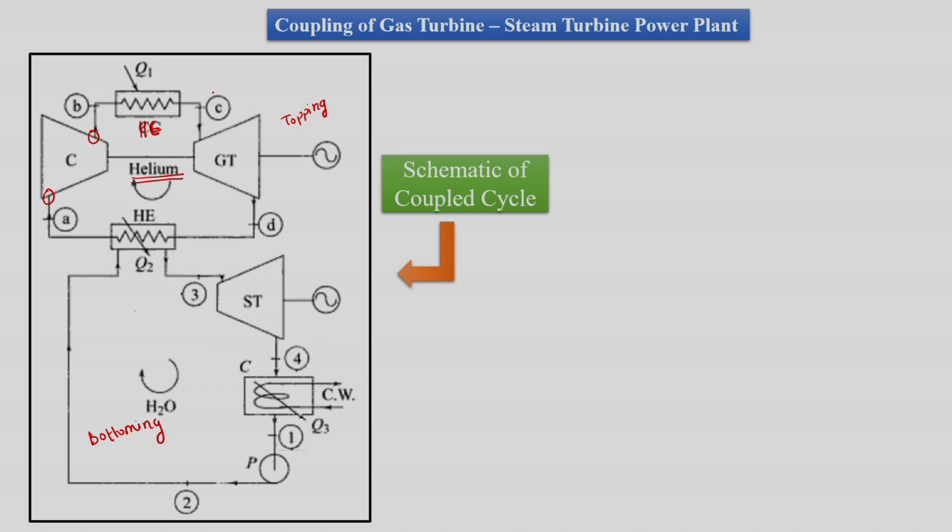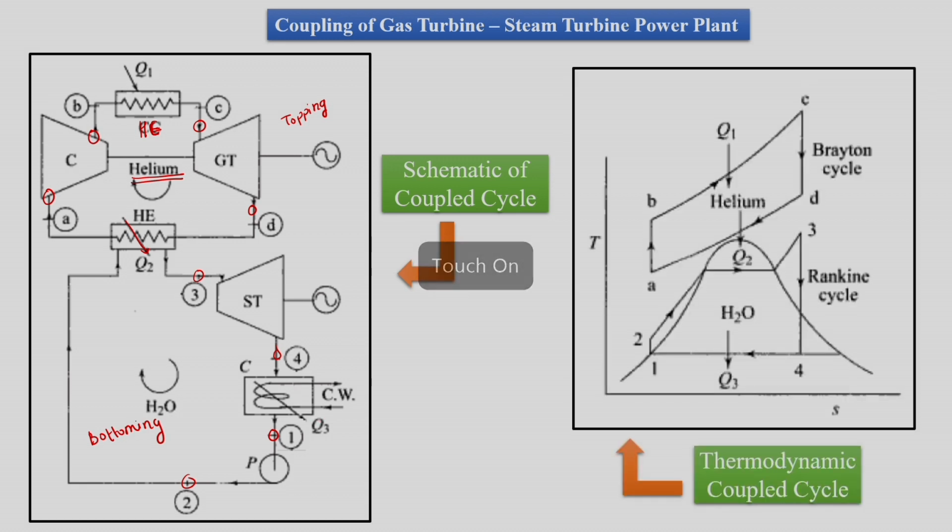So in the heat exchanger we will add heat. Once heat is added, we have expansion in the turbine, and after expansion in the turbine the gas turbine cycle loses heat, and this lost heat is taken by the water, which is first pumped to high pressure. It then takes the heat in the boiler, which is necessarily the heat exchanger for the gas turbine cycle, and then we have expansion in the steam turbine, and then a condenser which removes the heat. This is the schematic we had seen.